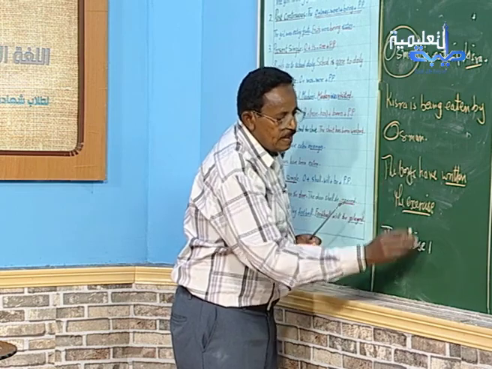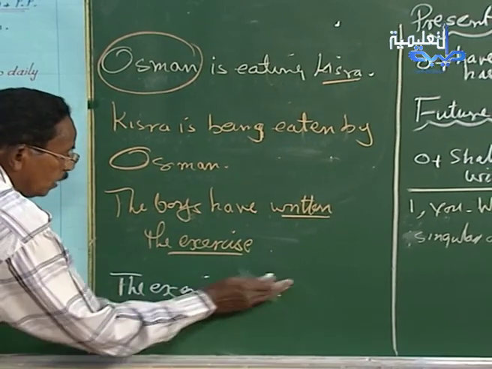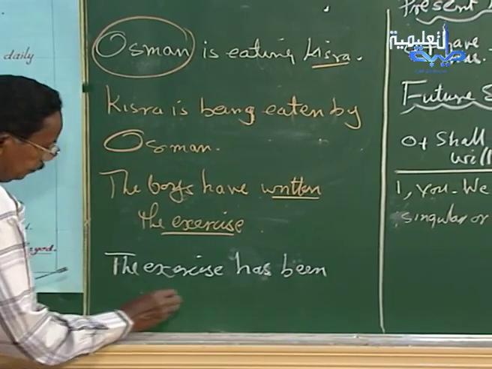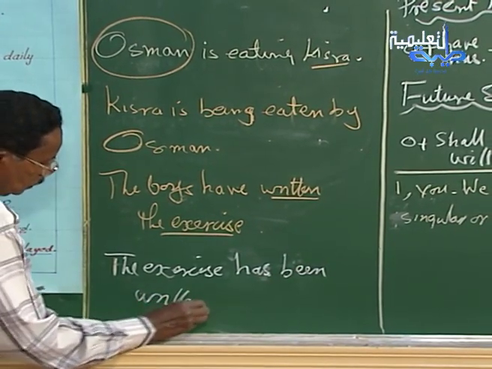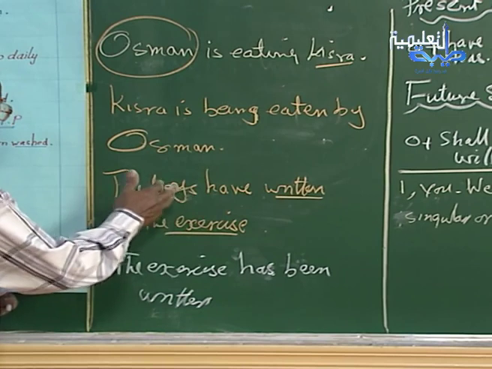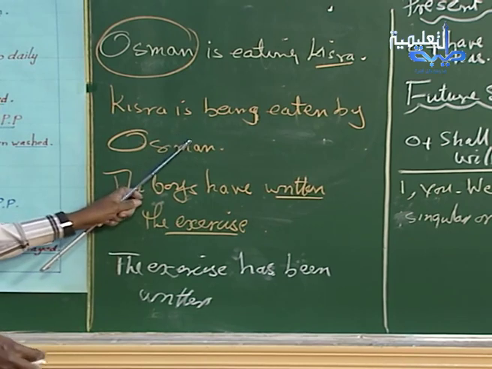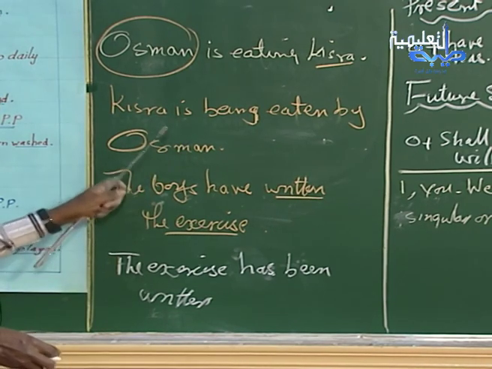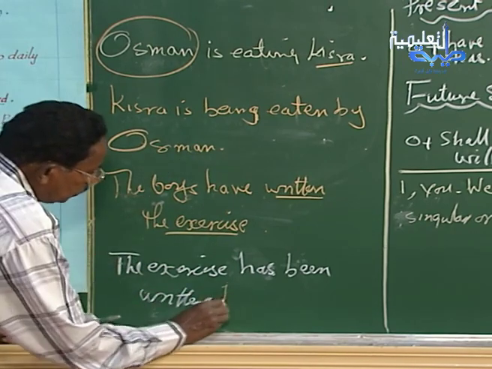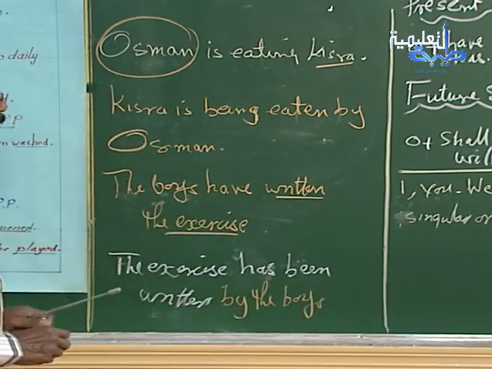The exercise have, because this is have, but this is singular, so not have, but has been written. The exercise has been written. I take off the subject which does the action. If I want to mention who does the action, who did the action, I am going to say by the boys. By the boys. Is it clear? I think it is easy.